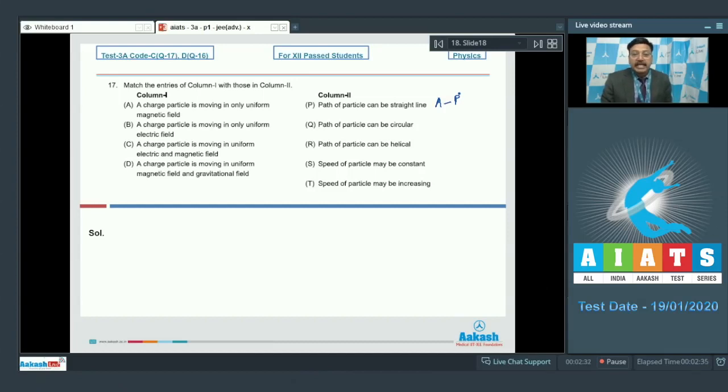Well, we also know that if the charged particle is moving perpendicular to a uniform magnetic field, then in that case its path will be circular. So that is if the angle between the velocity vector and magnetic field vector is 90 degrees. In that particular case, the path of the particle is circular. So Q also matches. Let's look at R now.